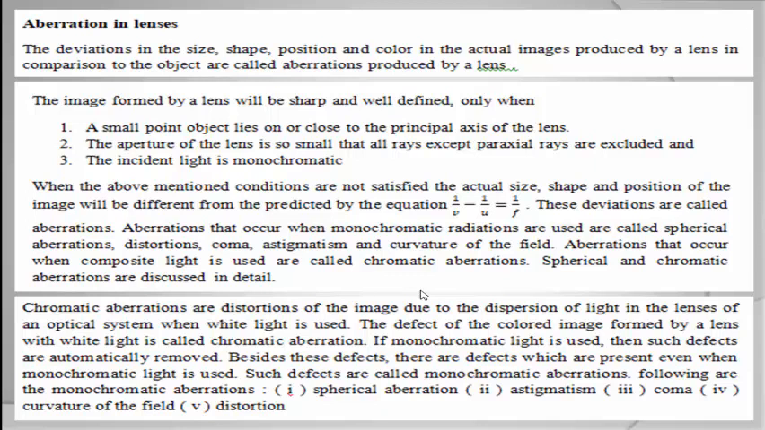Besides these defects, there are defects which are present even when monochromatic light is used. Such defects are called monochromatic aberrations. The following are the monochromatic aberrations: spherical aberration, astigmatism, coma, curvature of the field and distortion.